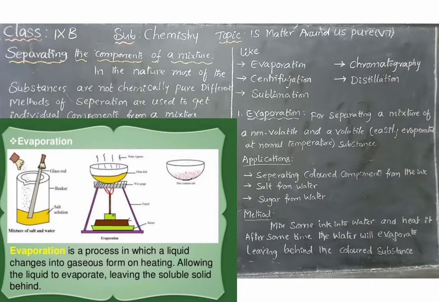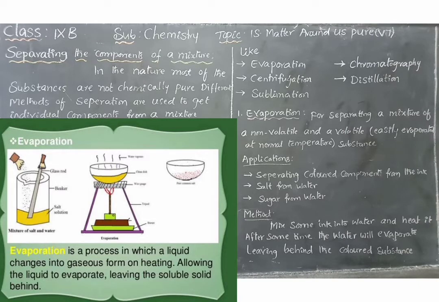Volatile substance is nothing but something that easily evaporates at normal temperature. Applications: separating color components from ink, salt from water, sugar from water. Method: add the substance to form a solution, then heat is applied to the entire solution. After a certain time, the water will evaporate. Then the remaining substance reaches the bottom of the container. So this is the evaporation technique.